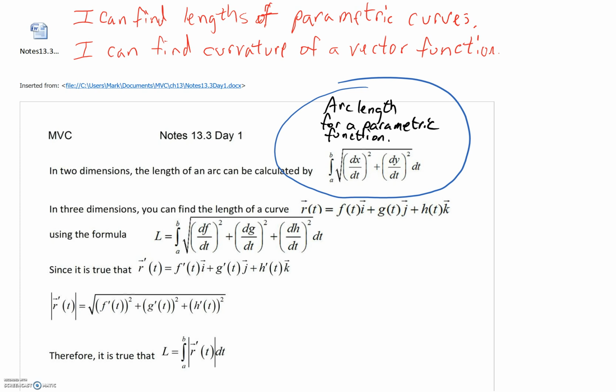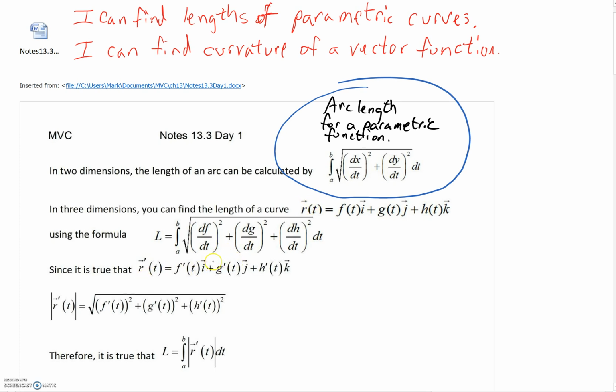In 3 dimensions, you could have a very similar approach, and this is going to hold true for a vector function, where our i component is f of t, g of t for j, and h of t for k. You can see now we're going to have just this z component, this extra dimension thrown in, dh dt squared. It looks incredibly similar, but realize we've just taken derivatives of vector functions previously.